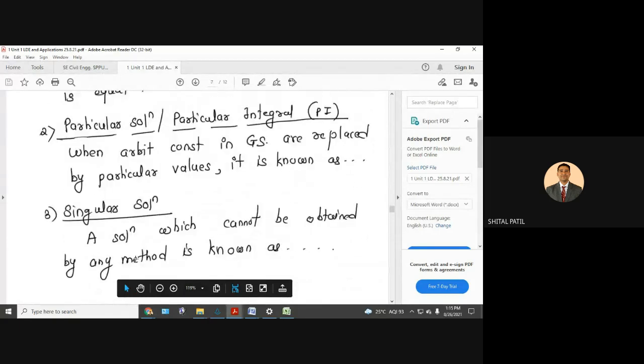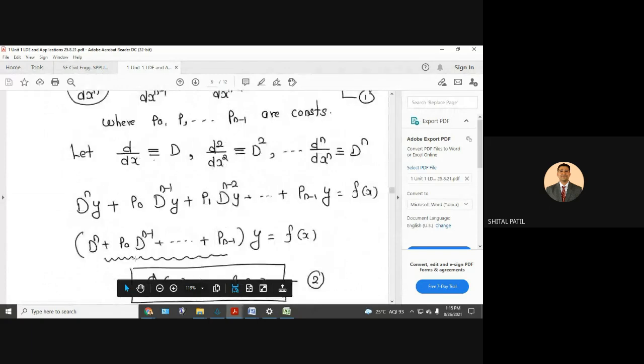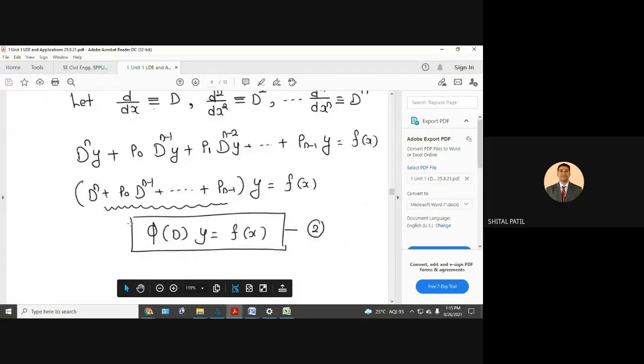Complementary equation is also solution, but whose solution? It is solution of this part only. Pi of dy equal to 0.